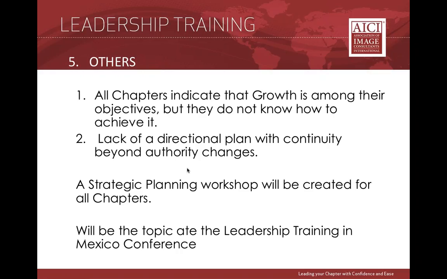The other problem that they are facing is that when a president finishes their period, they have to start from zero. There is no continuity beyond authority changes. So the idea is that if there is a good strategic plan, the president that leads the chapter can leave the strategic plan to be very well followed by the new board.